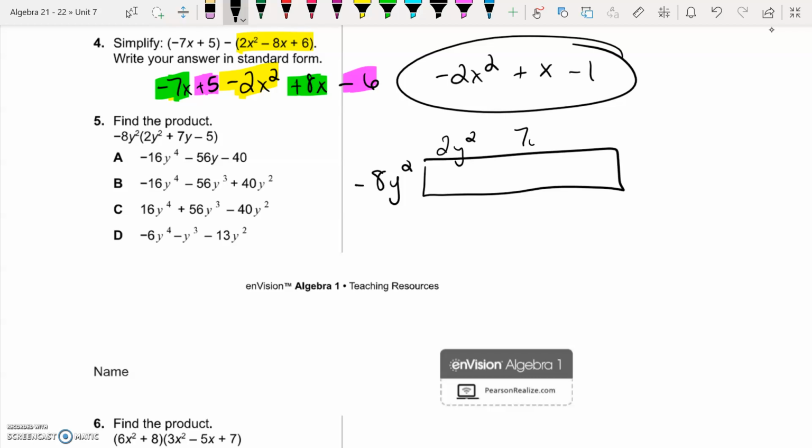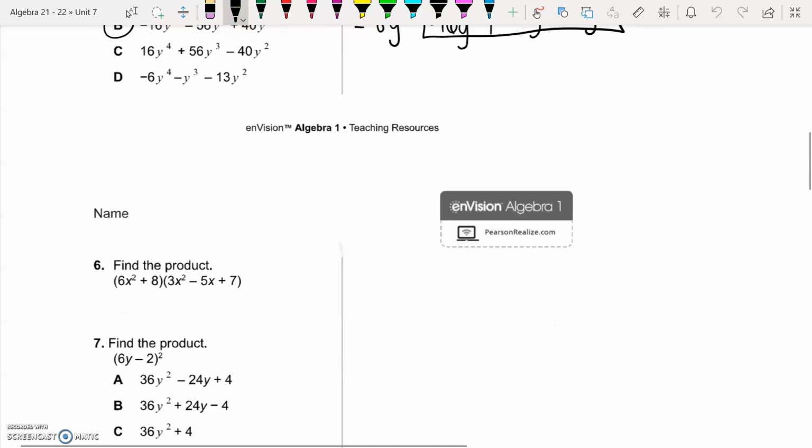So the box method. I would have negative 16y to the 4th, so I take 2 times negative 8 and I add the exponents. Same way here, I would take 7 times 8, which would be negative 56. I would add the exponents, and then I would take negative 8 times negative 5, which would be 40, and I would obviously still have the y squared. So if you look at your answers, the correct answer ends up being B. Okay? Don't forget your y squared at the end, or adding the y squareds to the other existing exponents.